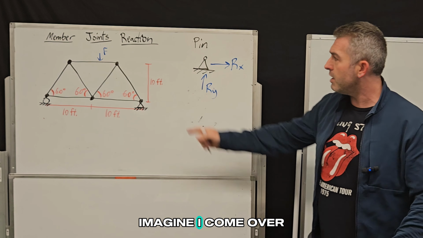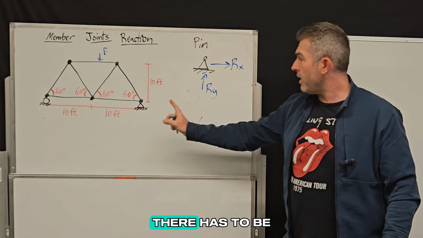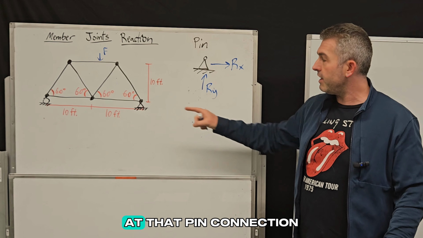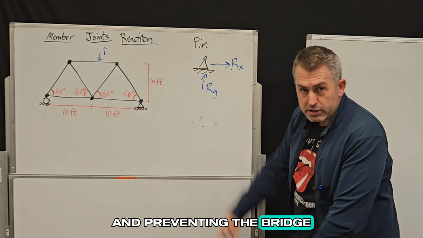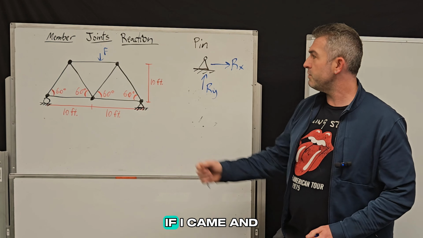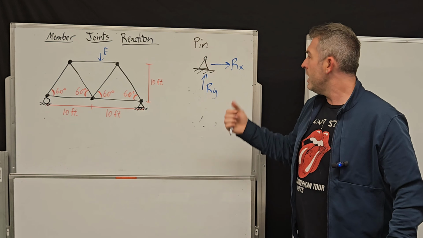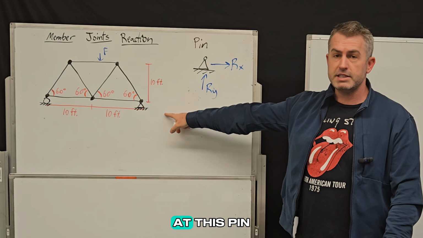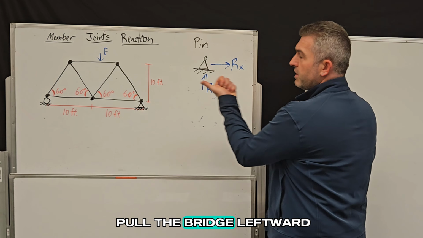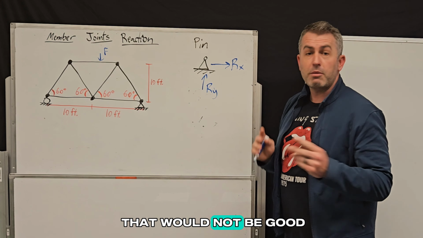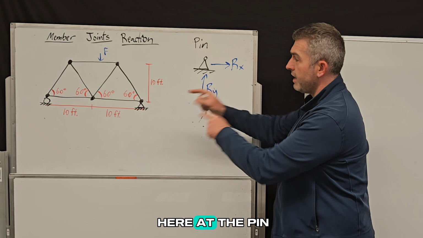So again, imagine I come over and I push down on this bridge with some kind of external force. Well, there has to be some kind of reaction force at that pin connection that is pushing back up and preventing the bridge from sinking, right? Or likewise, if I grabbed this edge of the bridge and started pulling it leftward with a force, there has to be some kind of reaction force at this pin, which would be pulling it back to the right. Because if I just pull the bridge leftward and it starts moving, that would not be good. And so it's prevented from moving by this reaction force here at the pin.